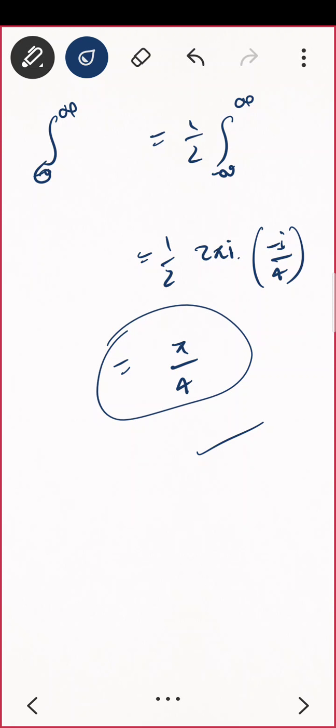Yes, is that clear? Yeah, okay. So maybe in the next lecture we'll do some more problems based on this. Even in your practical there are some questions.